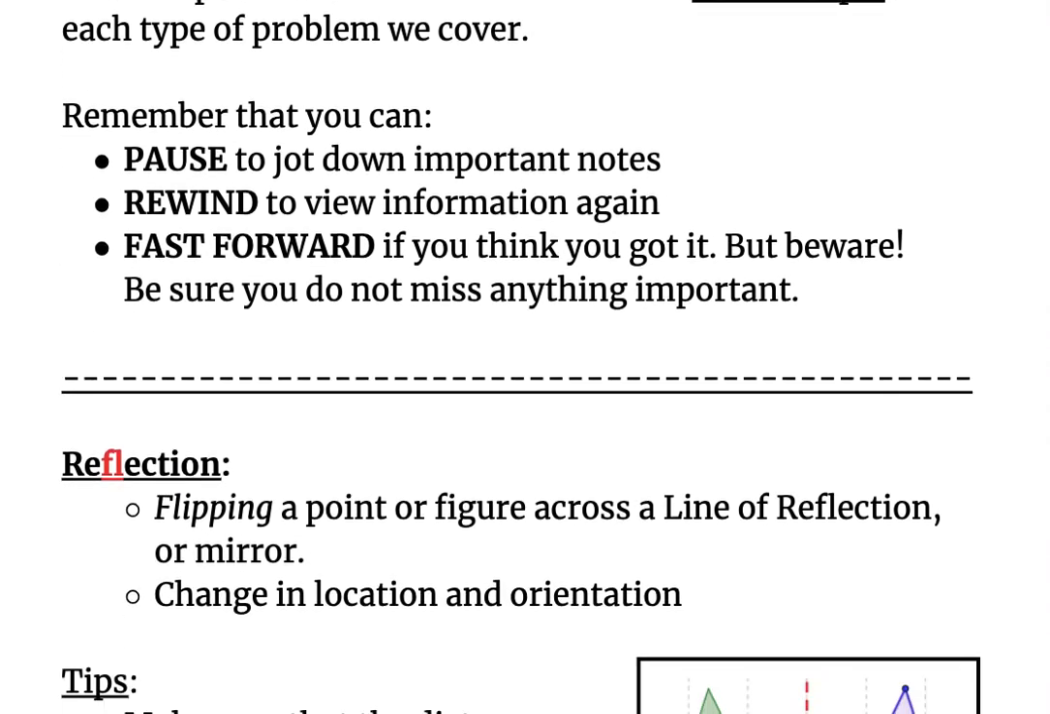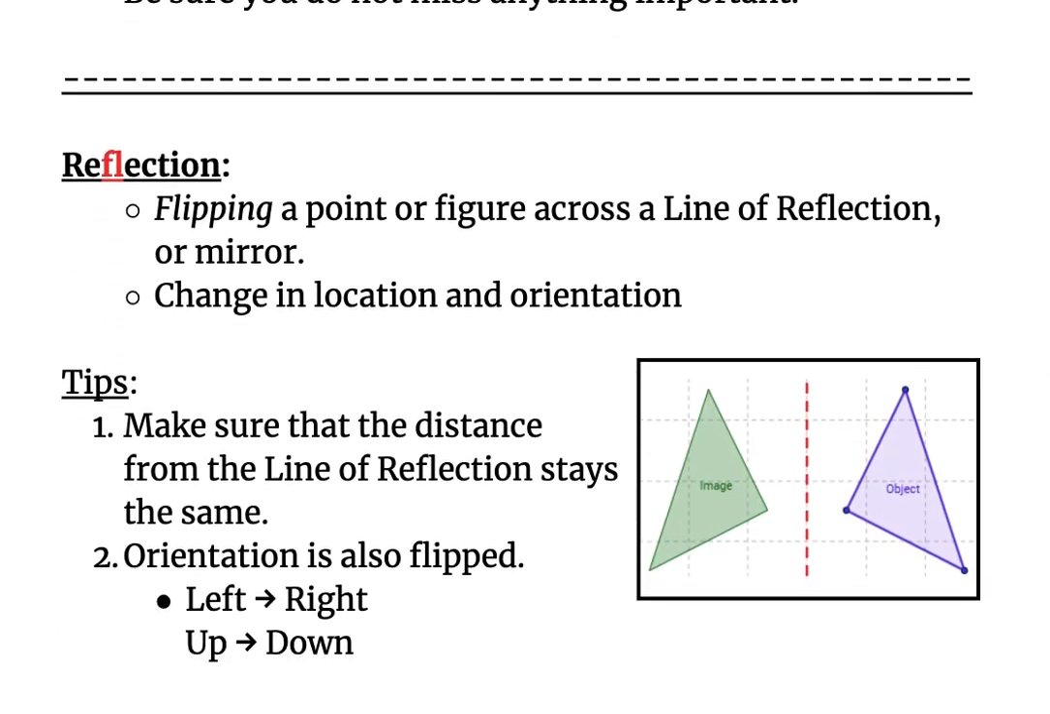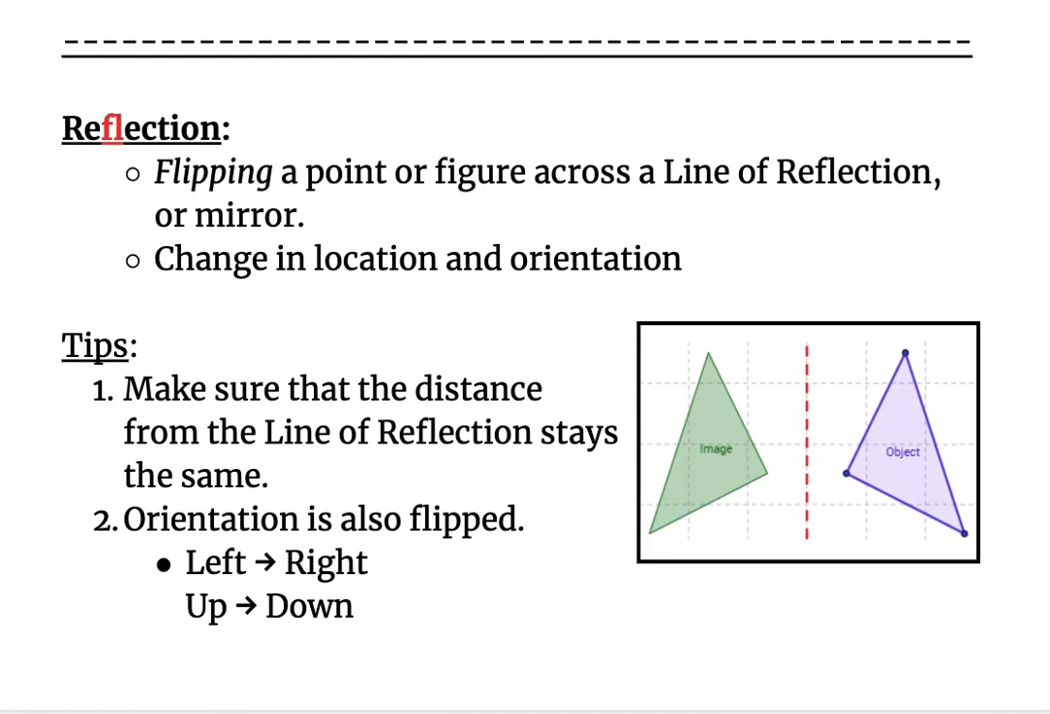So as a reminder, reflections are when you flip a point or figure across a line of reflection. So the line of reflection is acting like a mirror. It's going to change both the location and the orientation. So that's the way that it's facing. Instead of this point facing down and to the right, it's now facing down and to the left.